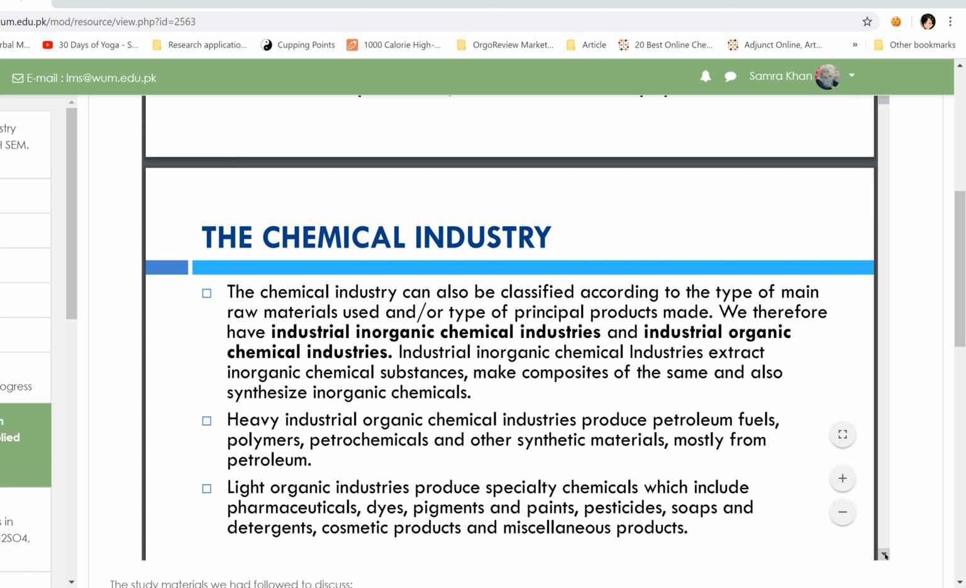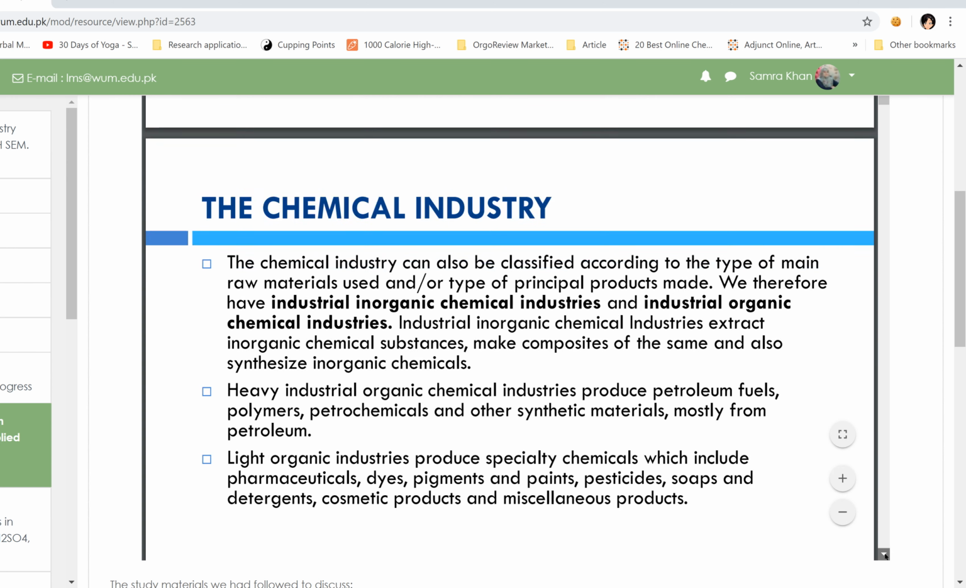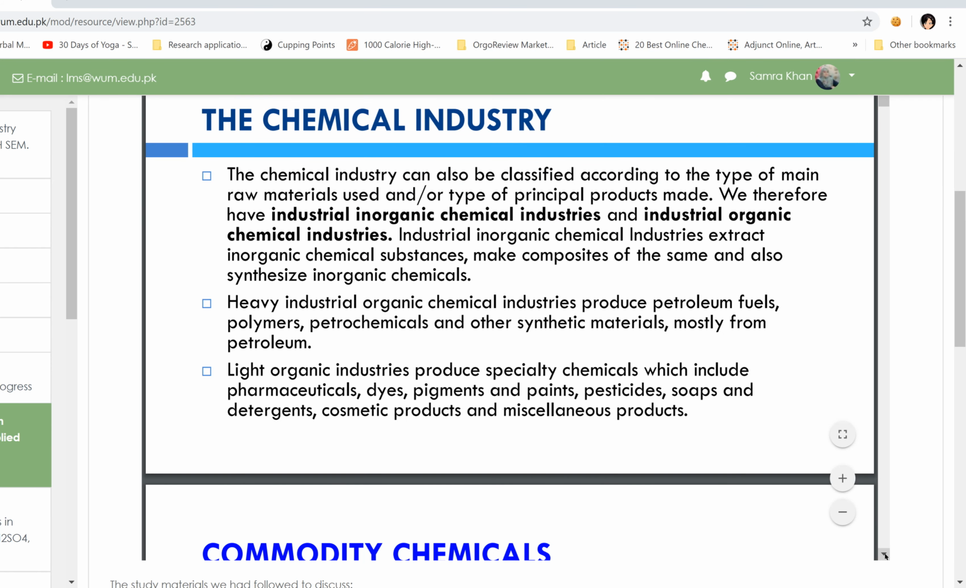So we were able to further describe the chemical industry in two basic branches, organic and inorganic chemical industries, because it's much easier to distribute thousands of chemicals on the basis of their nature, according to their field and discipline. So how we further subdivided that: heavy industrial organic chemistry is related to petroleum fuels, polymers, and synthetic materials. Mostly whatever comes from petroleum is taken under the heavy industrial organic chemical industries. As for light organic chemistry, it covers foods, pharmaceuticals, pigments, paints, pesticides, soaps, cosmetic products. Yes, cosmetics.